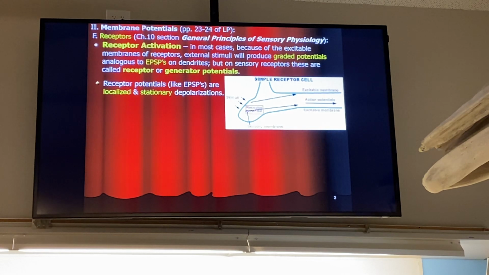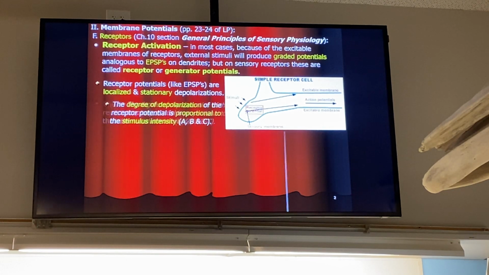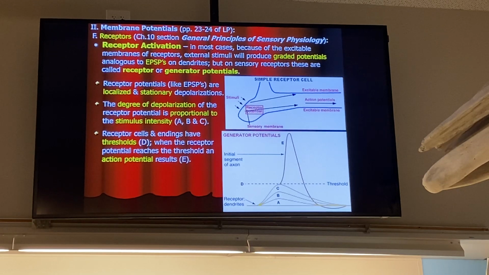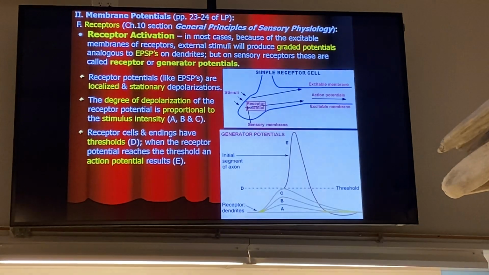And because they're graded, they are localized. Over a little distance, it starts to fade. And the degree of depolarization is proportional to the stimulus intensity. The stronger the stimulus, the more depolarized it becomes, the quicker it gets to threshold. The stronger the stimulus, the more spikes will result. So we can see A, B, and C are different generator potentials down here. But all receptors also have threshold. And if, say, C hits threshold, then you're going to get a spike.